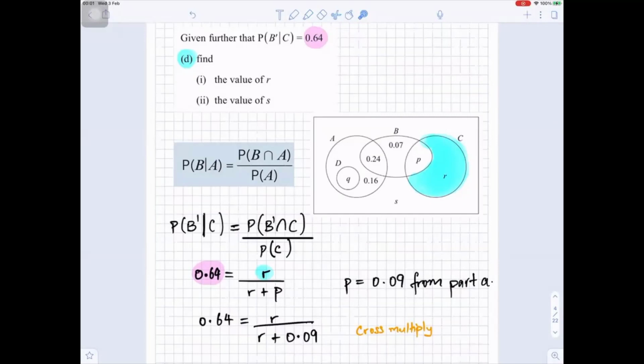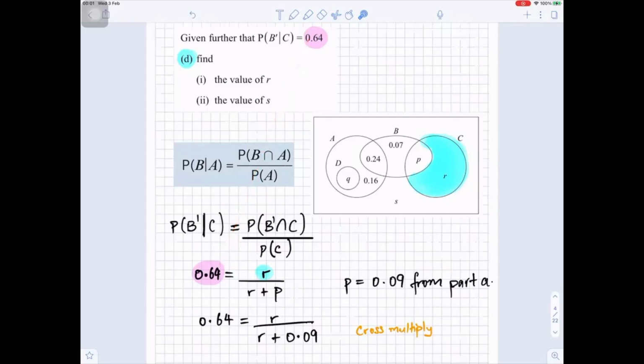Given further that probability of B dash given C is equal to 0.64, find the value of R. So we're going to use probability of B given A is equal to probability of B intersection A divided by probability of A. So probability of B dash given C is equal to probability of B prime or dash intersection C divided by probability of C. And the probability of B dash given C is 0.64, as given in the question.